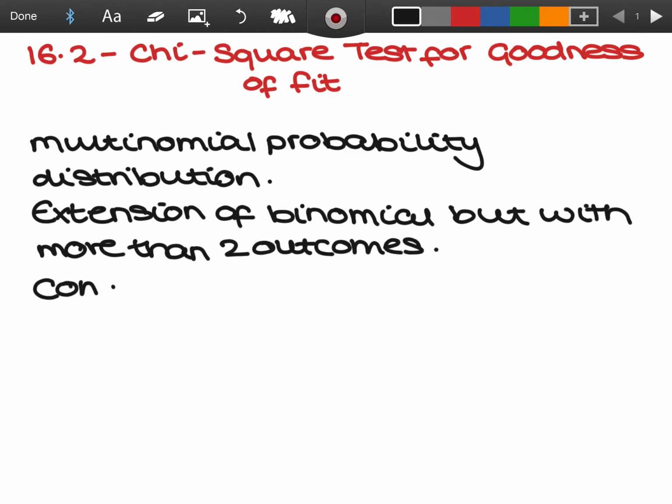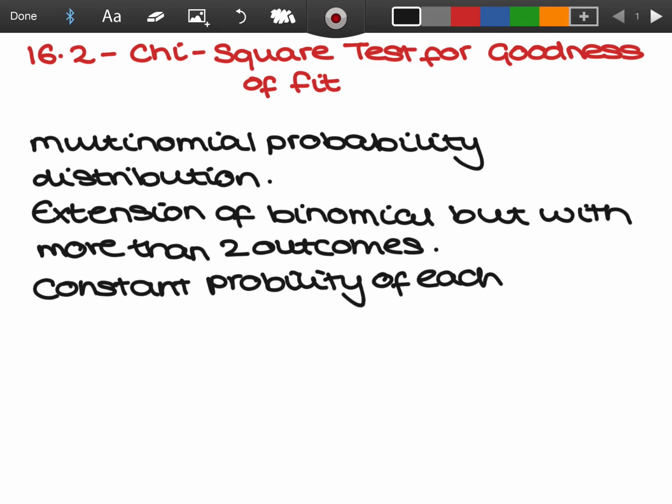And it has a constant probability for each outcome between trials. Okay. So the probability of an outcome actually happening doesn't change from trial to trial. That probability remains the same.